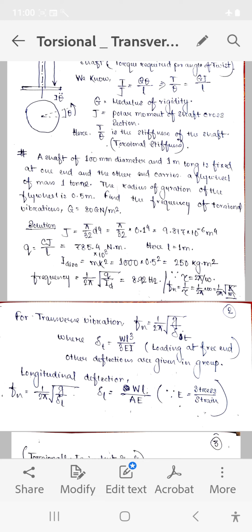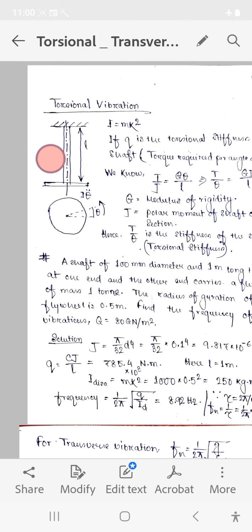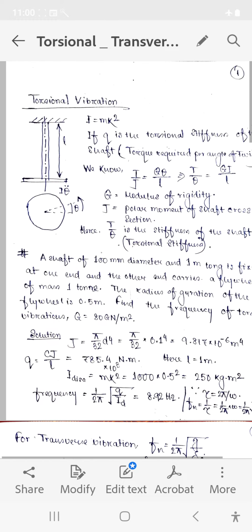Now see, what if it is transverse vibration? Transverse means, let me draw it, either in this way, in this way, this way. If it vibrates like this, then that is the transverse vibration. And if they say longitudinal vibration, it will be like this way only.